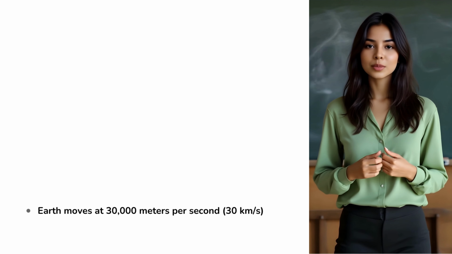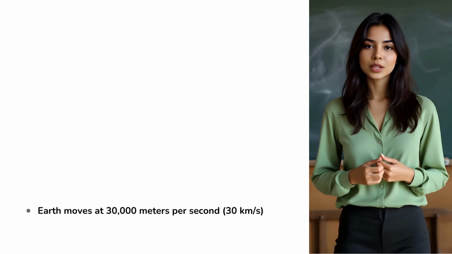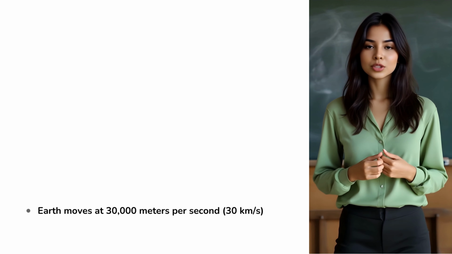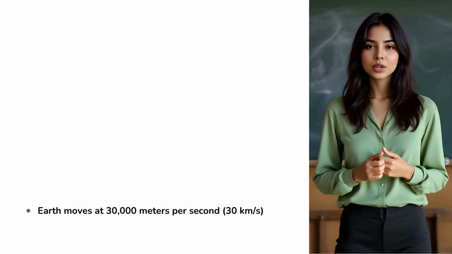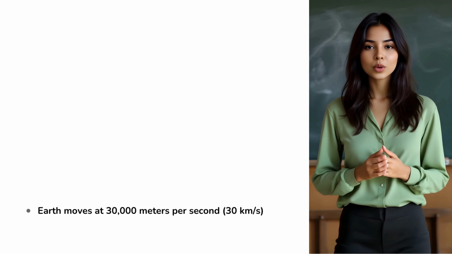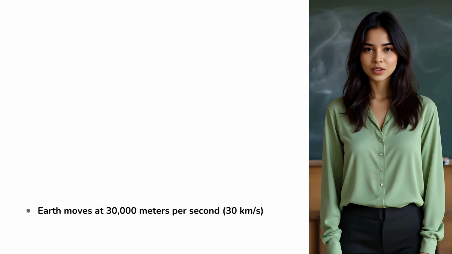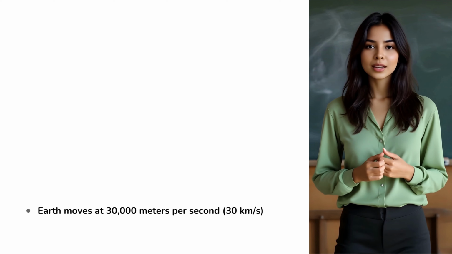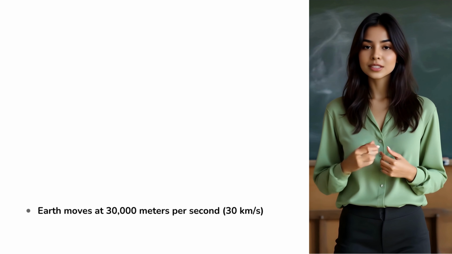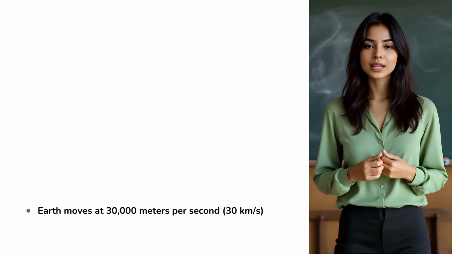So the average speed of Earth is about 30,000 meters per second, or in simpler terms, 30 kilometers every second. Yes, you heard that right. We're all orbiting the sun at a speed of 30 kilometers per second, and we don't feel a thing. That's the elegance of motion, immense, silent, and mathematically beautiful.